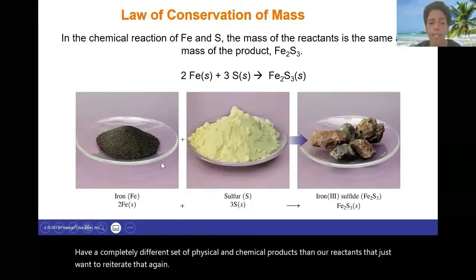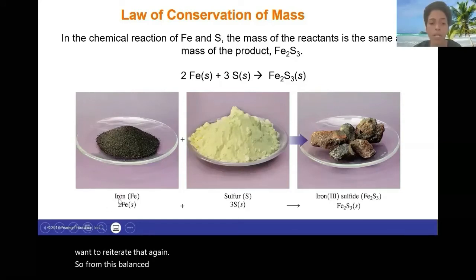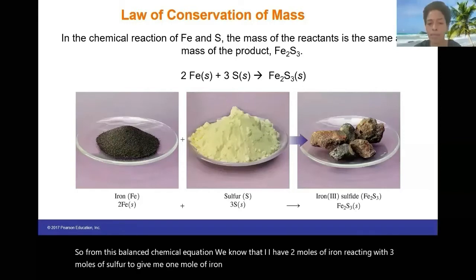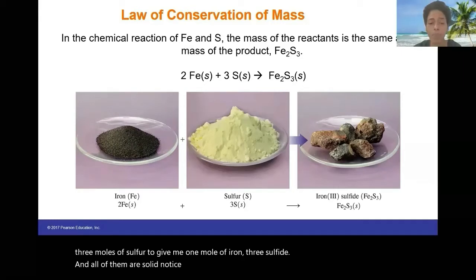So from this balanced chemical equation, we know that I have 2 moles of iron reacting with 3 moles of sulfur to give me 1 mole of iron 3 sulfide. And all of them are solid. Notice that those are the physical properties that we have. Each one of them is a solid.